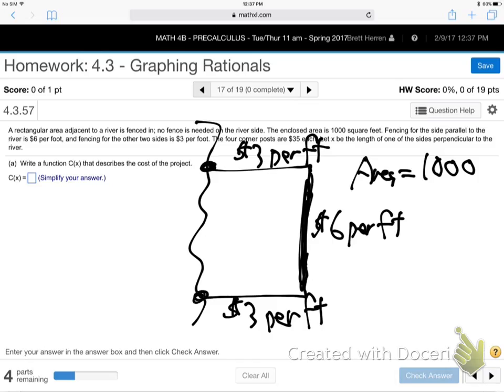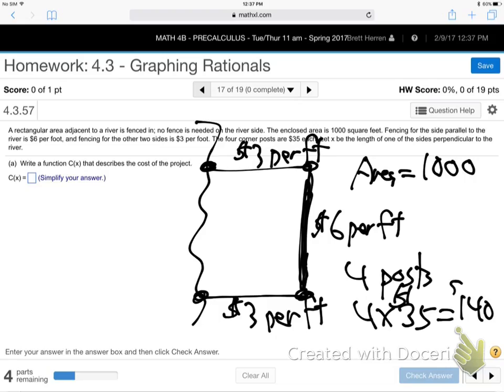The 4 corner posts are $35 each. 1, 2, 3, 4. 4 posts, 4 times $35. What's that? 140 bucks, 70 twice. Let x be the length of one of the sides perpendicular to the river. Like x is that and that. Those are perpendicular to the river. They hit the river at a right angle. They're both x. Write a function, c of x, that describes the cost of the project.